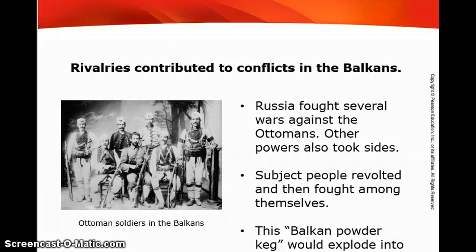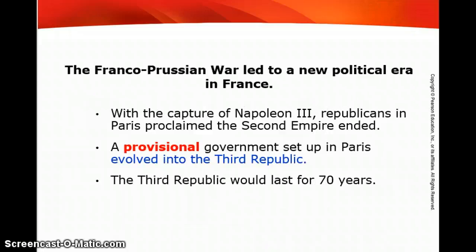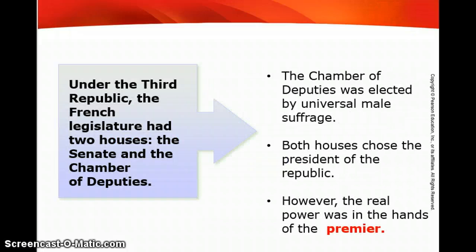And we'll see that when everything is leading to 1914 and World War I. The Franco-Prussian War led to a new political era in France. Here we're going to talk about what happened in France after the Franco-Prussian War of 1870. With the capture of Napoleon III, Republicans in Paris proclaimed the Second Empire ended and the Third Republic is born. It will last for 70 years.